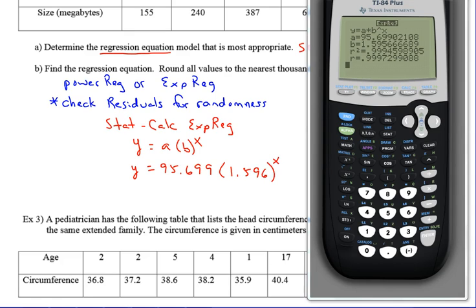So looking at the residual plot helps us determine which function we're going to use. Remember, we want random residuals. And remember, if all these calculator steps are difficult for you, then you can always go back to the steps that I have on the second page of the notes.